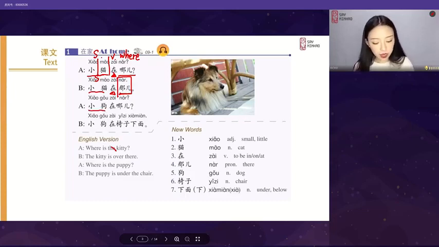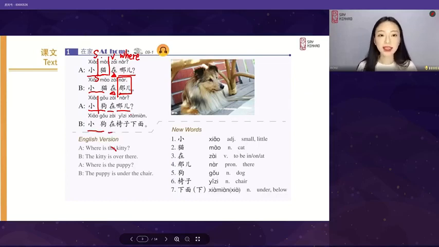And next, I ask another animal, which is the dog, little dog. 小狗, little dog, puppy. Where is the puppy? 小狗在哪儿? And B answered, 小狗在椅子下面。椅子下面 actually means the under space of the chair. So, 椅子下面, 椅子的下面. 小狗在椅子下面。The puppy is under the chair.